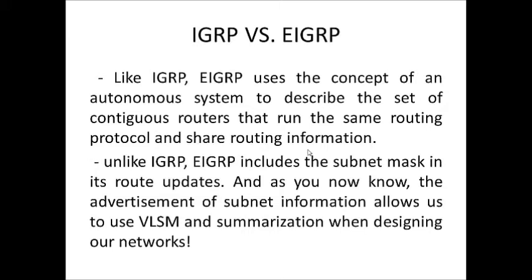And now we are going to compare IGRP and EIGRP. Like IGRP, EIGRP uses the concept of an autonomous system to describe the set of contiguous routers that run the same routing protocols and share routing information. Unlike IGRP, EIGRP includes the subnet mask in its route updates. As you know, the advertisement of subnet information allows us to use VLSM and summarization when designing our networks.